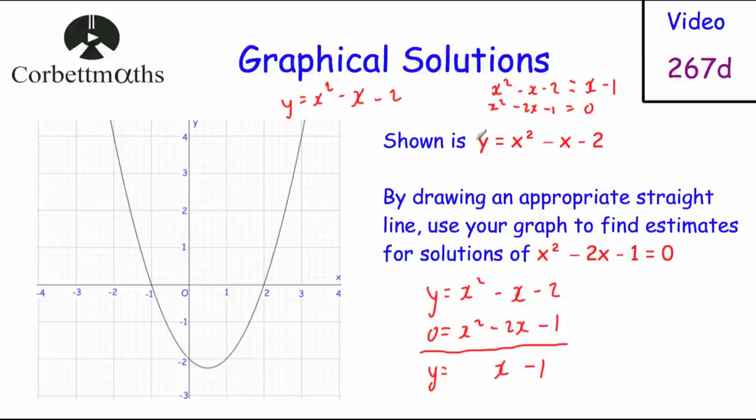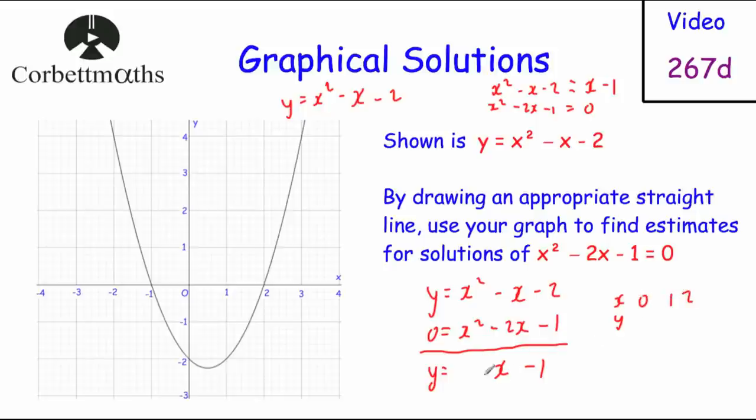So if you're given a quadratic graph, y equals something, and you're then asked to solve something which is slightly different and it equals 0, if you put the 0 at the front and then take it away from the y equals, it will tell you what straight line to draw. So if we draw the line of y equals x minus 1, and we find where that straight line intersects y equals x squared minus x minus 2, it will give us our solutions for the quadratic we're given. So let's do that. So let's do our xy table, x and y, and we'll go for 0, 1, and 2.